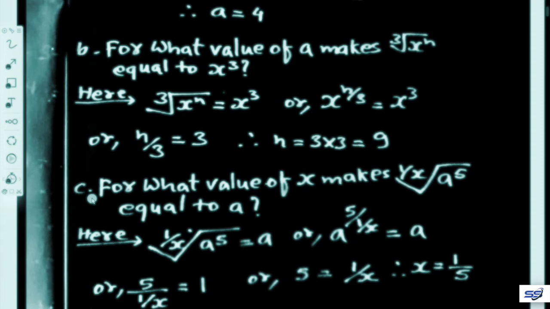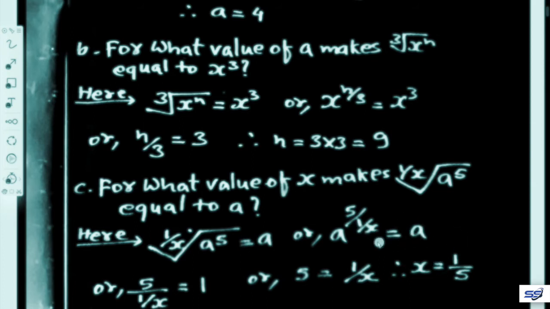Next question, part C. Find what value of x makes the 1 upon x-th root of a to the power 5 equal to a. In the beginning it is given as the 1 upon x-th root of a to the power 5 equals a. Now from here we have to get the value. Here 1 upon x is the root outside, so it shall be written below the 5, the power of a. Or we can say a to the power 5 upon 1 upon x.